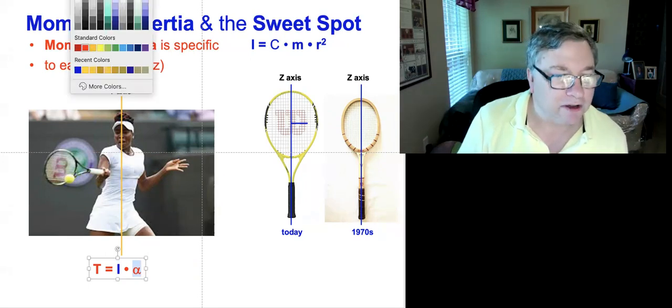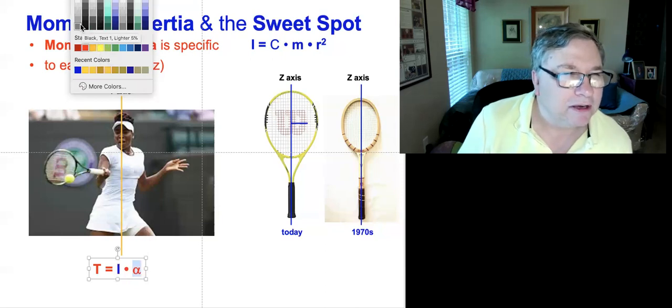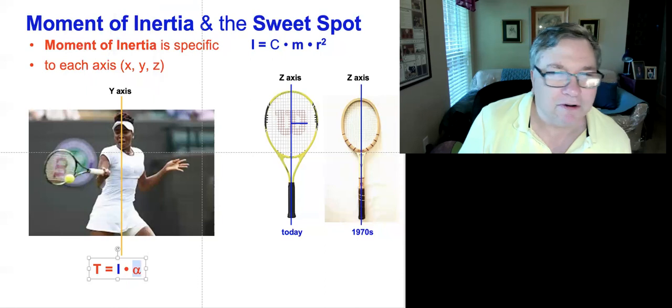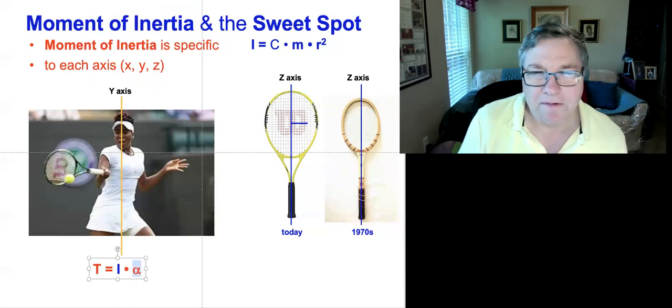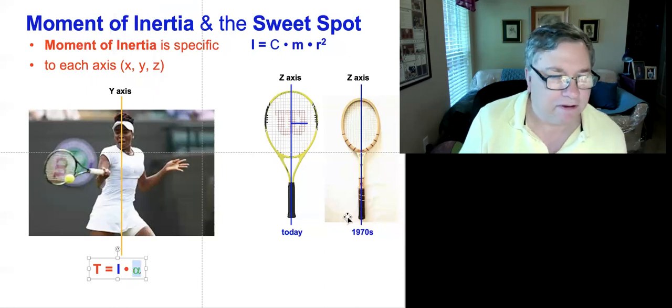Let's make this a different color. How about a yellow? Which you probably won't be able to see yellow. What about like a green, sea green or something? Good enough. Okay.